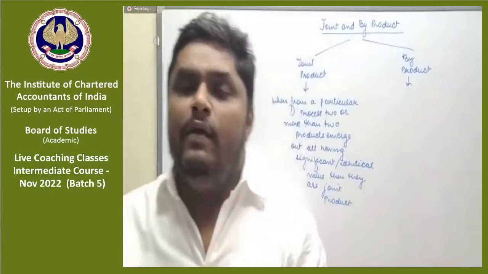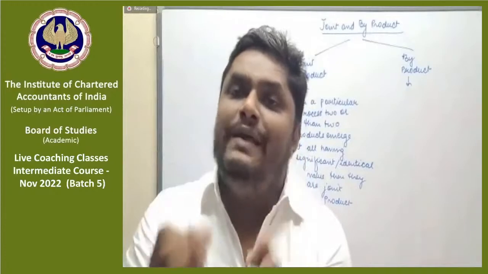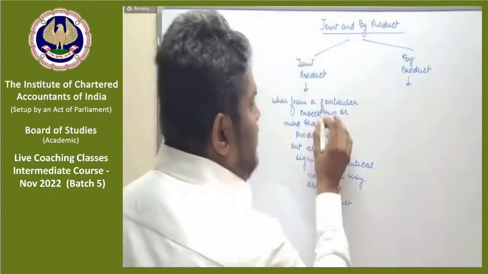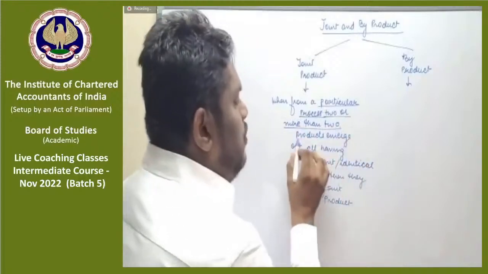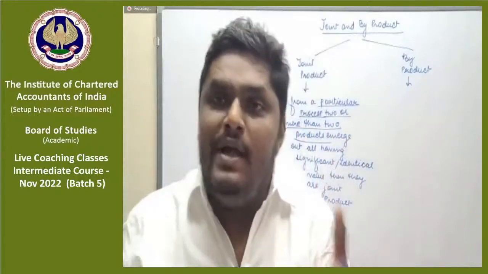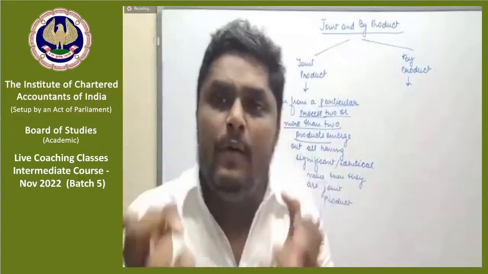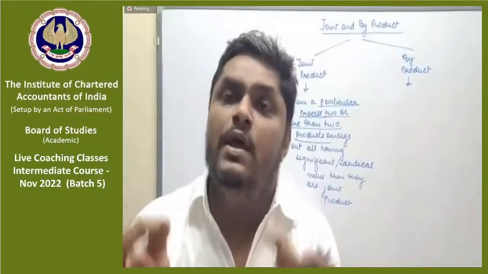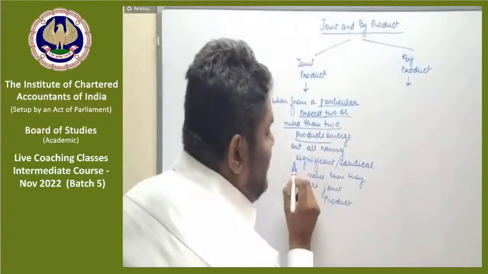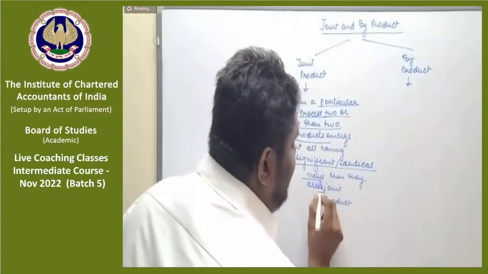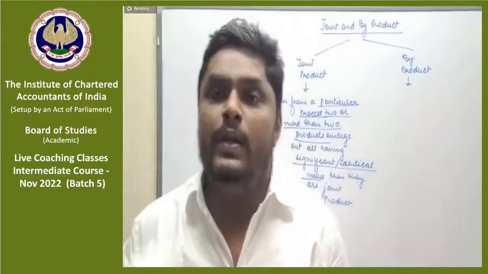So as I said, from a particular process, two or more than two products emerge out, all having significant or identical value, then they are the joint products.